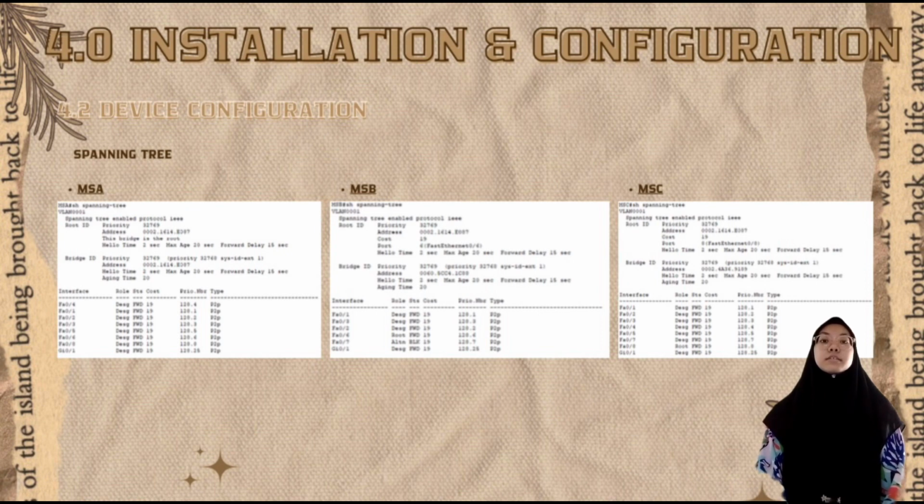Next is spanning tree service configuration. Our root bridge is at switch MSA. Spanning tree is for when there is a port that needs to be shut down or is having a problem, then the other path will be used.